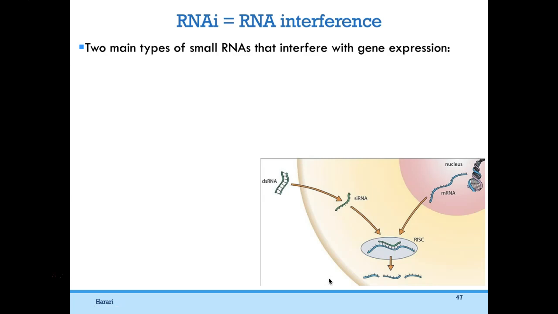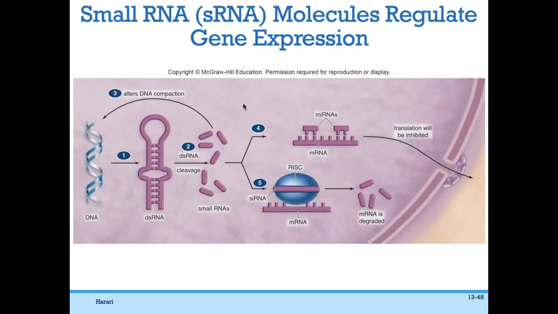So RNA interference deals with two different types of small RNAs. We have microRNAs, abbreviated miRNAs, and we have small interfering RNAs, which are siRNAs. I don't need you to know the details of each of these, but I want you to know they exist. These small RNAs both regulate gene expression by inhibiting it. It usually shuts it off. They interfere with gene expression.